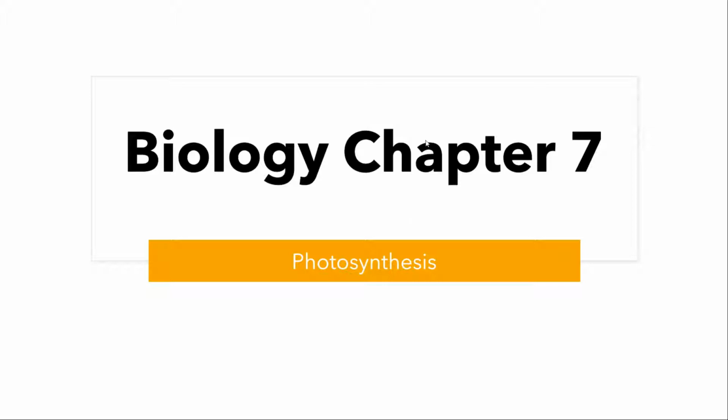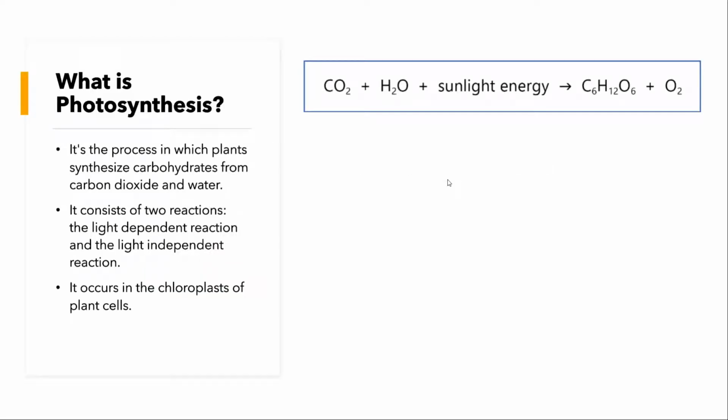final exam. Firstly, we have what is photosynthesis? It's the process in which plants synthesize carbohydrates from carbon dioxide and water. Over here you have the equation that demonstrates this reaction. It consists of two reactions, the light-dependent reaction and the light-independent reaction. It occurs in the chloroplast of plant cells. We'll go more in depth for the reactions.